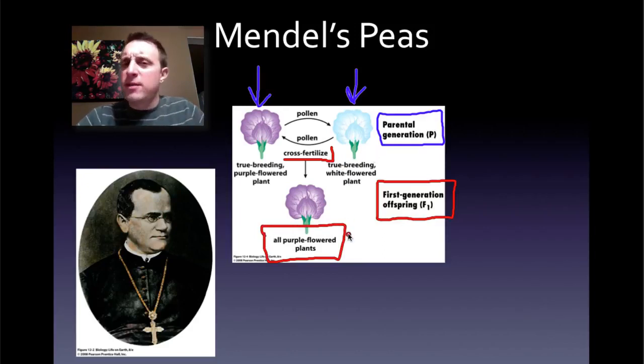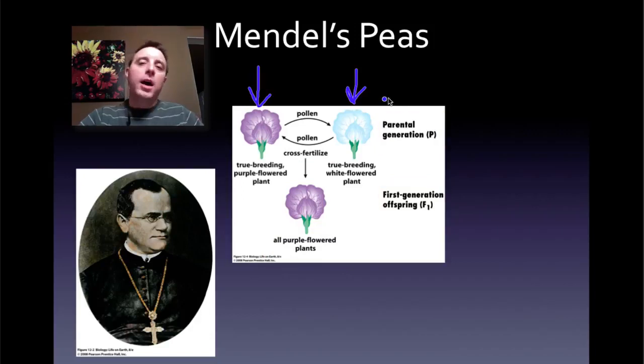So he found this very interesting. What happened to this white flower trait? Where did it go? So he went on, and the white's a little bit hard to see against the background. The first thing that he did was he developed what we call true breeding strains.